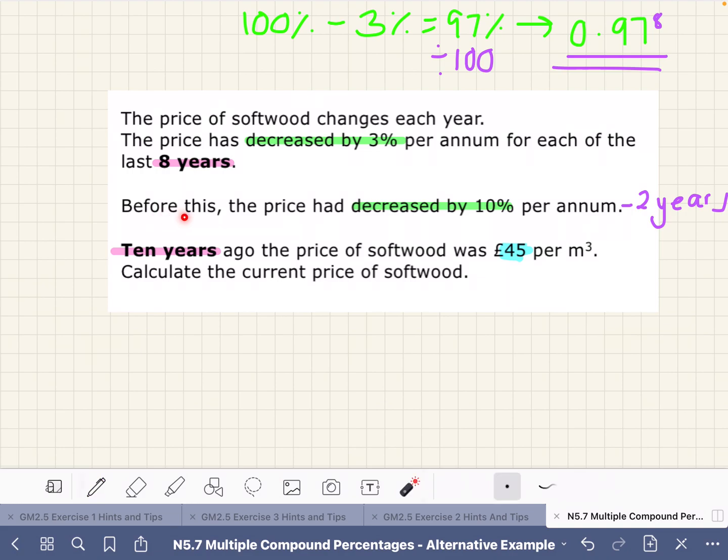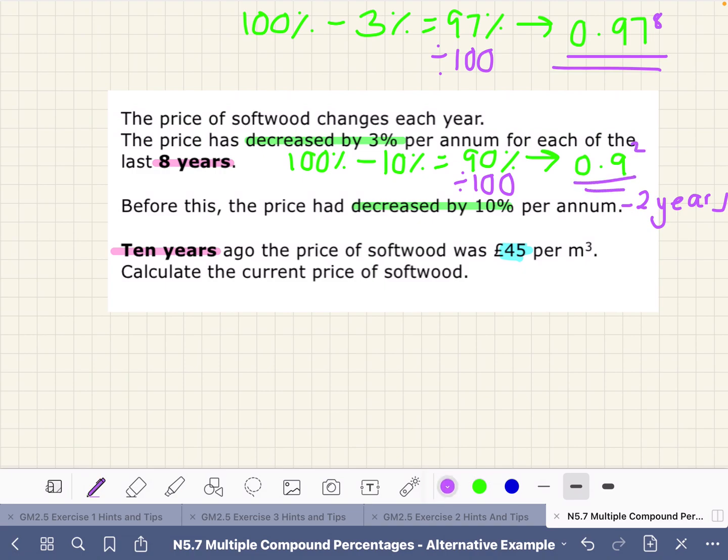Before this, the price had decreased by 10%. So again, we have 100% at the start of anything, decreased by 10%, gives us a percentage of 90%. We want to change that to a multiplier by dividing by 100. That gives us 0.9 or 0.90 as our multiplier. That happened over 2 years, so we need to introduce a power of 2.